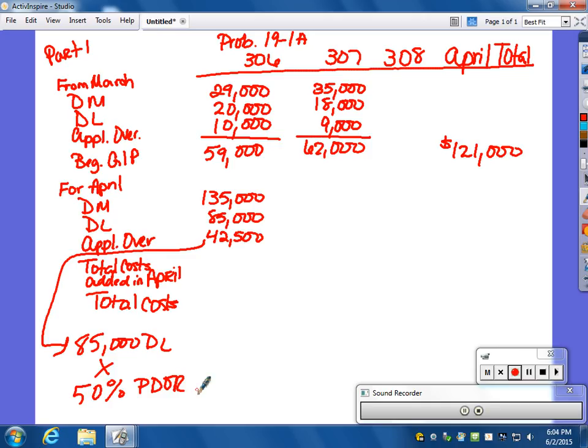So the total cost just here, 135,000 plus 85,000 plus 42,500 is 262,500. And when we add this plus our 59,000, what do we get? 321,500.